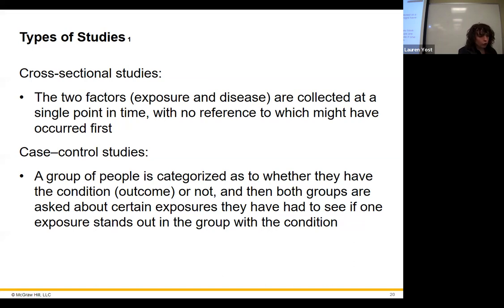Case control studies, a group of people will be categorized whether they have the condition or not. Those groups are asked about their exposures, and then we're going to see whether a certain exposure stands out in the group that is sick, that had the disease, okay? So that means like taking everybody in the whole of the science building right now, and taking the ones who have the flu or something and separating them from the ones that don't. And then being like, okay, what did you do in the last week or something? And then making note of all the things that these people did, literally all of them, in the last week, and seeing if there's any sort of matchup there.